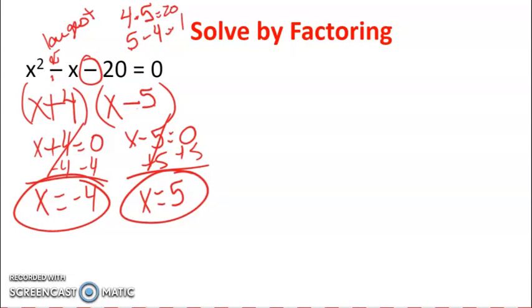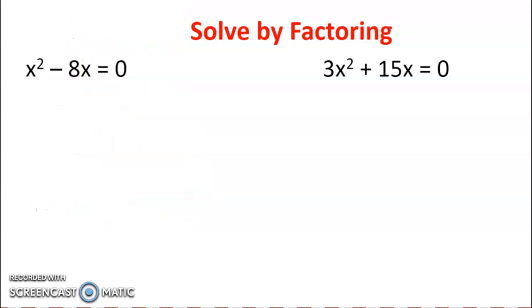All right, so to solve by factoring, you need to show this process. Factor a polynomial, then set each factor equal to 0 and solve. Okay?